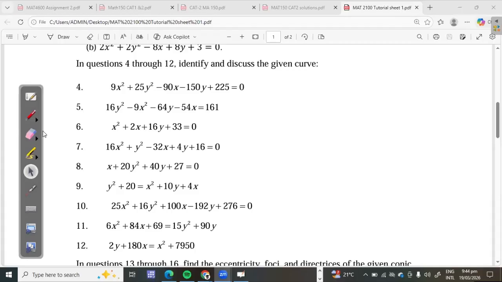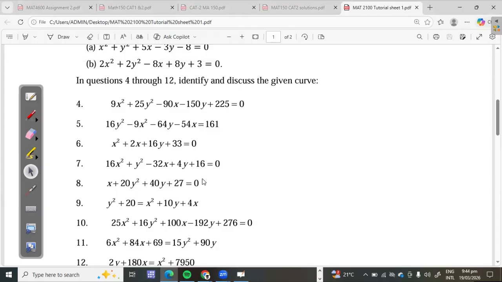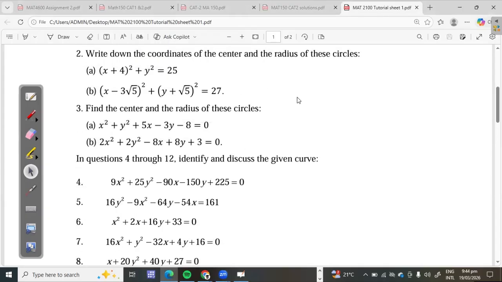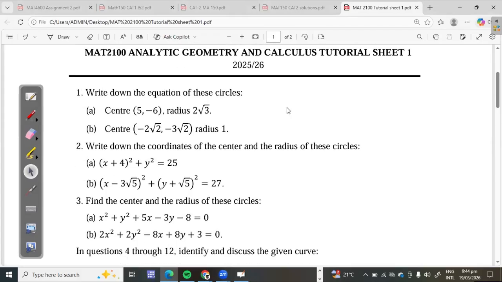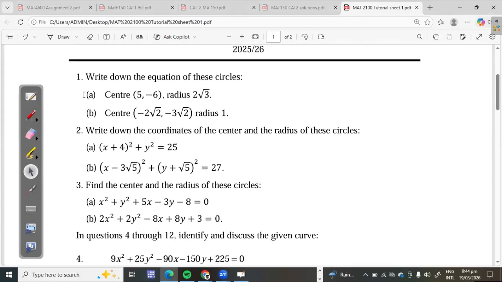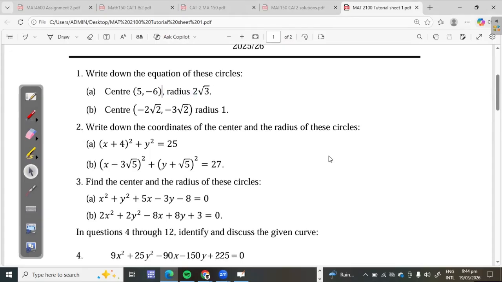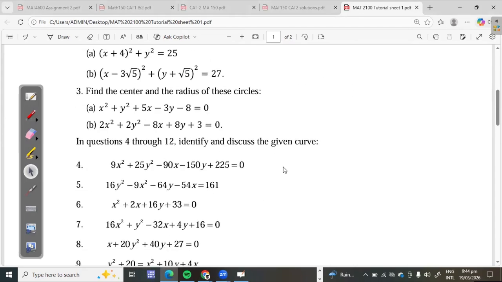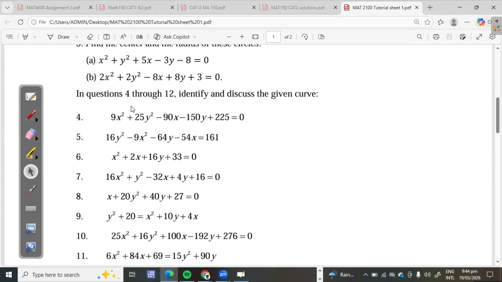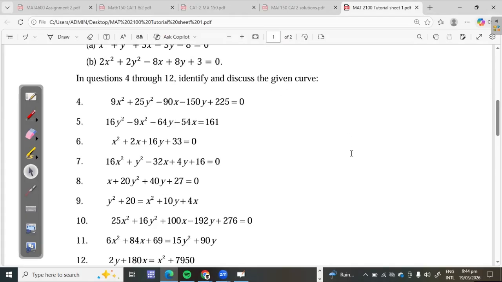Okay, so welcome to this class, and it's going to be a preparatory class for the quiz that is MAT2100. Now, I started open because it said the quiz should cover tutorial sheet 1. So here you see that we have question 1 telling you to write down the equation of these. Then you have question 2, 3, and question 4. Questions 4 to 12 say identify the conic section.